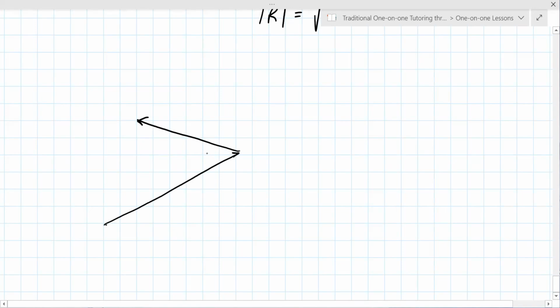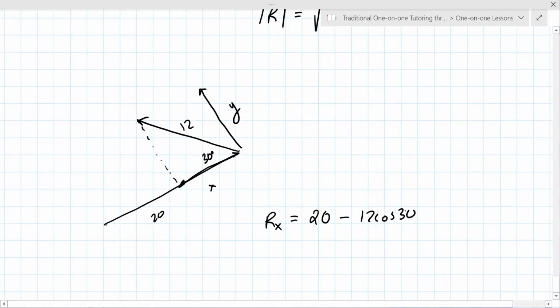Let's say we knew that this was 30 degrees. It still has an x component, but now it's negative, and a y component, which is positive. So let's say this is 20 and this is 12. Your resultant in the x direction is 20 minus this x. This x is 12 cosine 30. In the y direction, it's 12 sine 30.